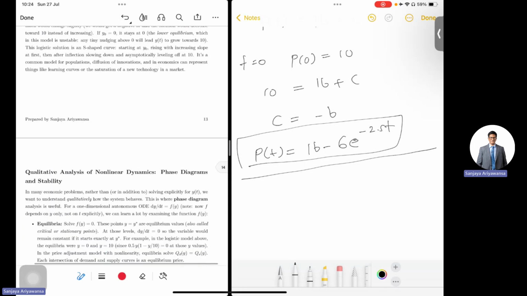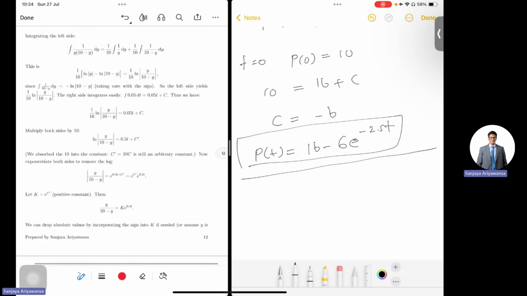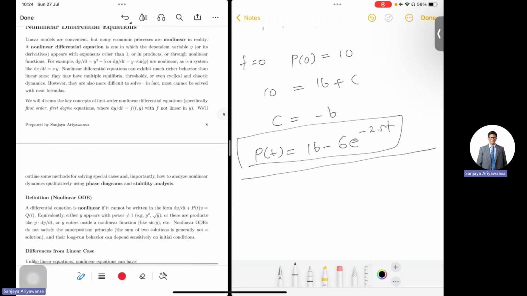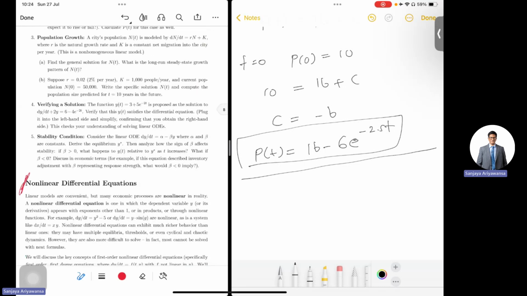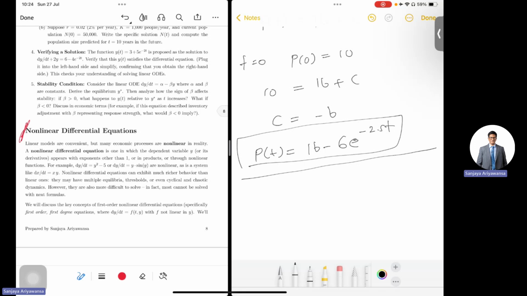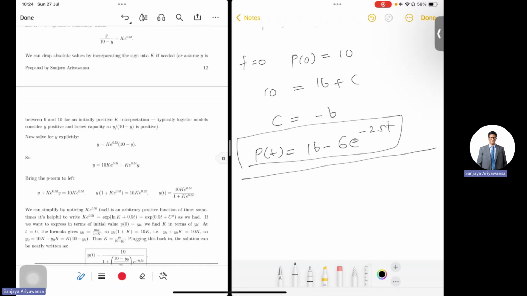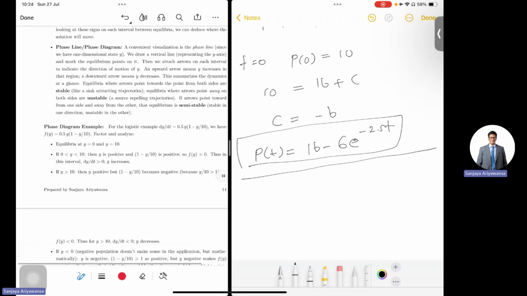However, I will not be covering and I will not be examining in the final exam this section on nonlinear differential equations. So you do not have to worry about this section. I will not be covering this section. However, if you have time, it's good for you to go through it and to make the note comprehensive. I have given that.